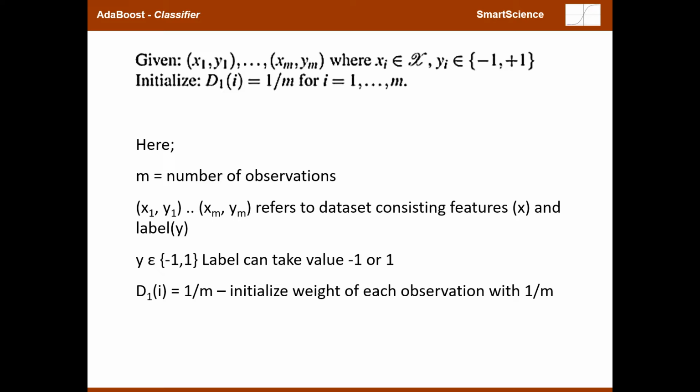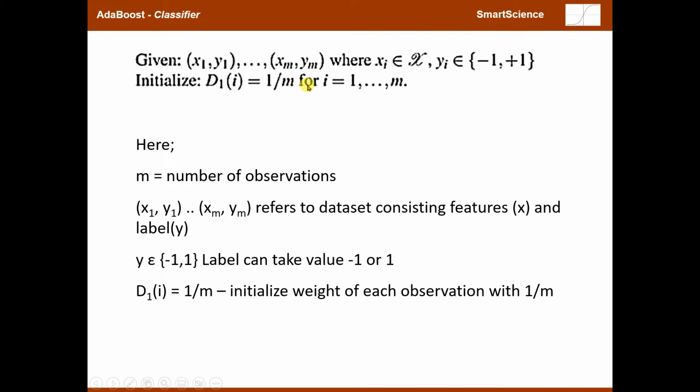Now we are initializing d1 with a value 1 by m. As we just discussed, m is the number of observations. So 1 by the number of observations would be the value of d1, and that we will attach to all the observations. So that's why we are saying d1 of i. i refers to each observation. So first observation will have a value 1 by m, second would have a value of 1 by m, so on and so forth. It will be same for all observations.